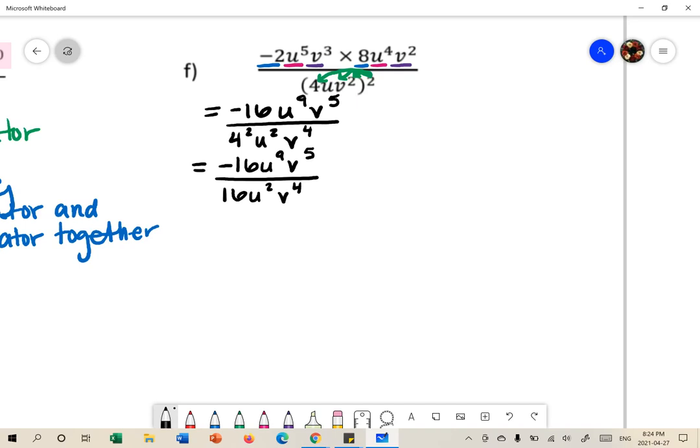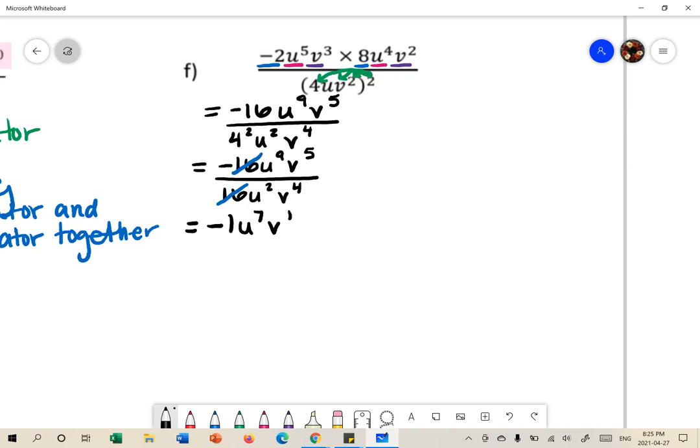Now that I've simplified my numerator and denominator separately, I can now divide my numerator by the denominator. Starting with the coefficients, negative 16 divided by 16 will equal to negative 1. U to the power of 9 divided by U to the power of 2. I'm going to keep the base the same, and I'm going to subtract my exponents. V to the power of 5 divided by V to the power of 4. I'm going to keep my base the same and subtract my exponents.